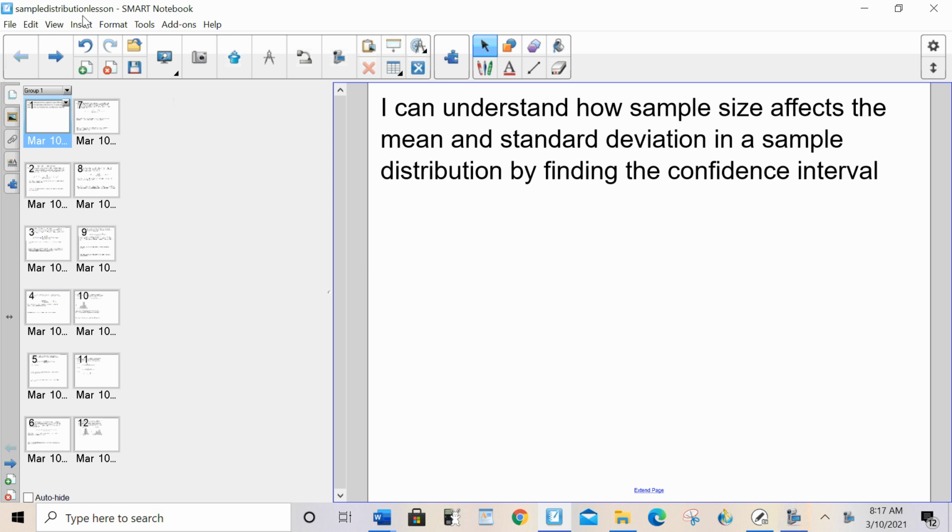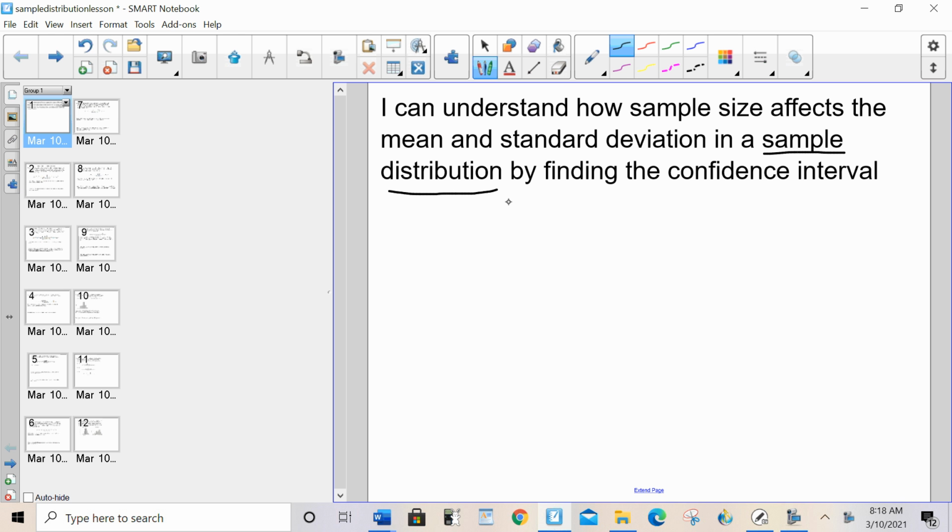Good morning. Today I can understand how sample size affects the mean and standard deviation in a sample distribution by finding the confidence intervals. There's actually a lot of different little components to this lesson, but basically we're going to be talking about what a sample distribution is and different things that come of it. So here's what a sample distribution is.